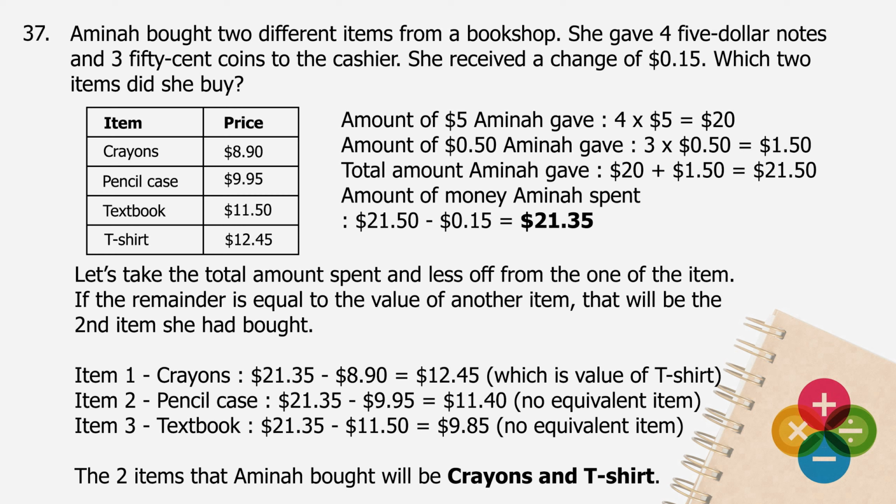Item 2. Pencil case. Subtract $9.95 from $21.35 and the difference is $11.40. There is no equivalent item of this value. Item 3. Textbook. Subtract $11.50 from $21.35 and the difference is $9.85. There is no equivalent item of this value. The two items that Amina bought will be crayons and T-shirt.